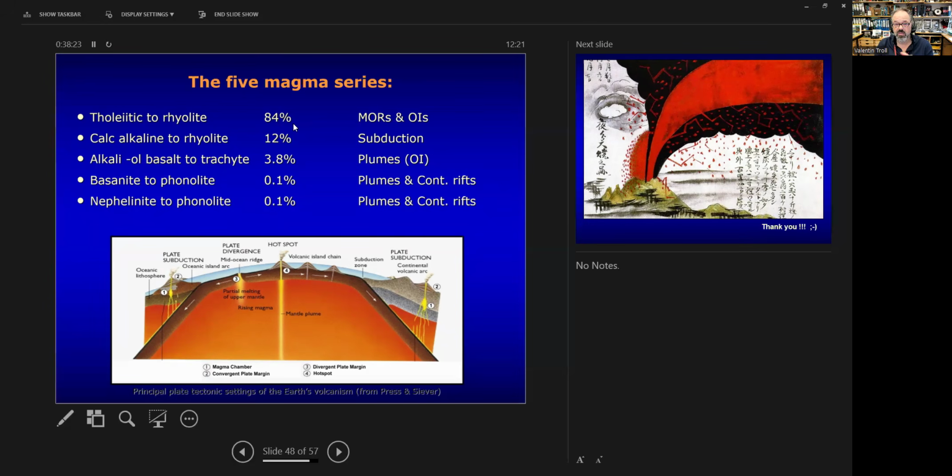Then calc-alkaline to rhyolite is about 12%. That is usually in subduction zones. Alkali olivine basalt, it's in plumes in ocean islands. It makes only about less than 4%. And the ultra alkaline systems that we see in plumes and continental rifts, they make less than 0.5% of all the volcanic rocks. So here we have these main systems here. We have hotspots, plumes, and we have subduction zone. But the most prolific source of volcanism is actually here at mid-ocean ridges.